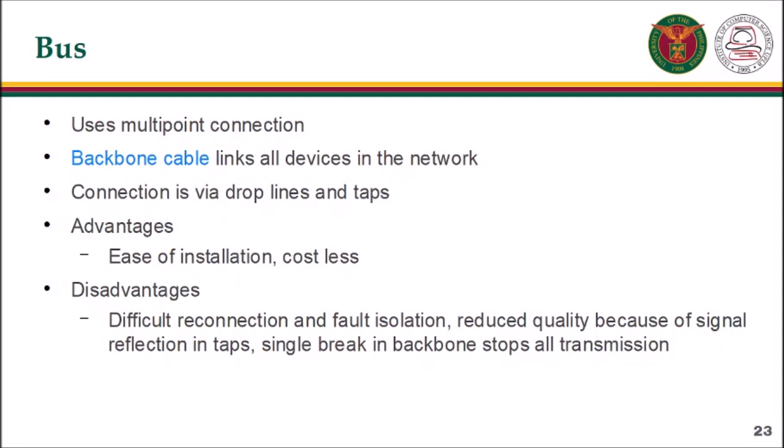A drop line is a connection running between the device and the main cable. A tap is a connector that either splices into the main cable or punctures the sheeting of a cable to create a contact with the metallic core. As a signal travels along the backbone, some of its energy is transformed into heat. Therefore, it becomes weaker and weaker as it travels farther and farther.